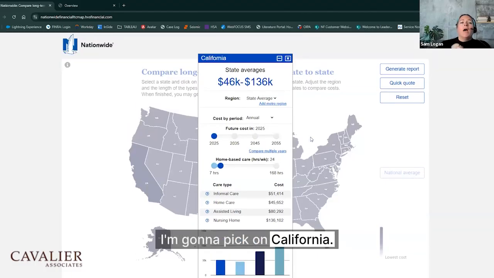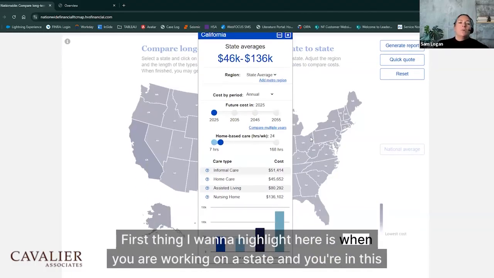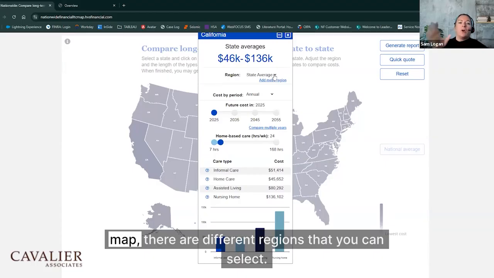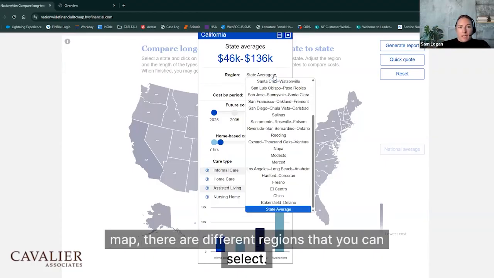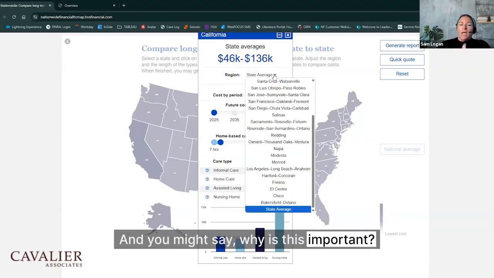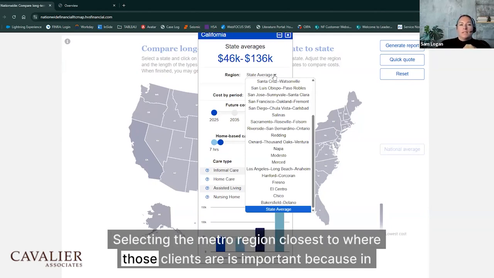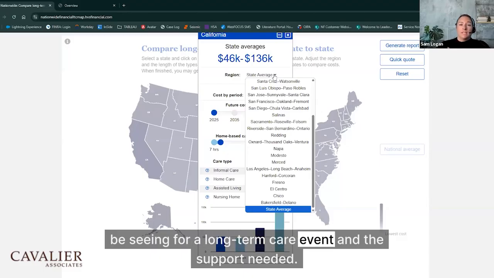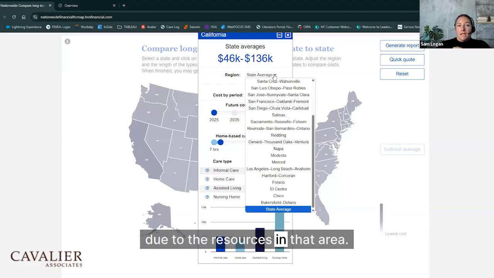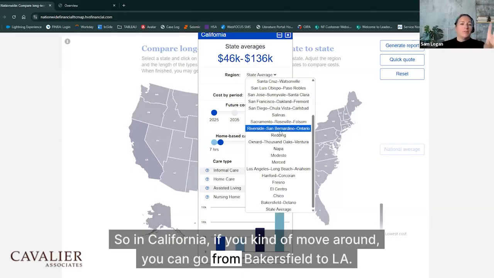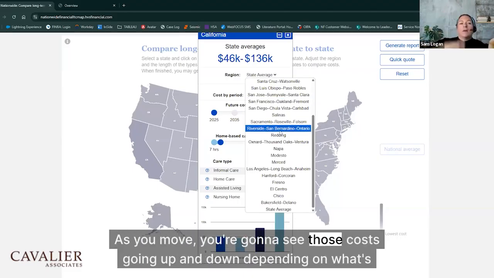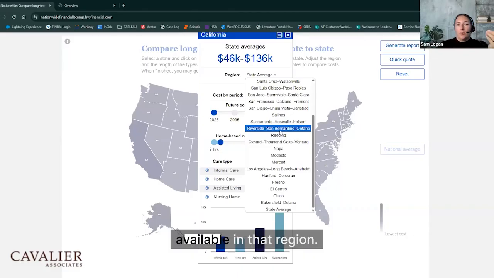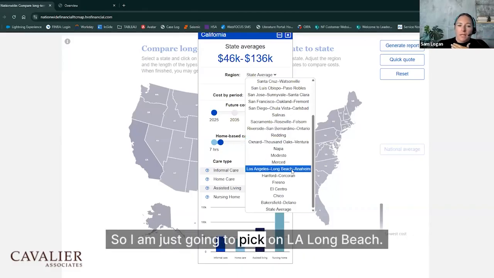I'm going to pick on California. First thing I want to highlight here is when you are working on a state and you're in this map, there are different regions that you can select. And you might say, why is this important? Selecting the metro region closest to where those clients are is important because, depending on where you live in a state, the cost that you could be seeing for a long-term care event and the support needed due to the resources in that area will change drastically. So in California, if you move around, you can go from Bakersfield to LA. As you move, you're going to see those costs going up and down depending on what's available in that region. So I am just going to pick on LA Long Beach.